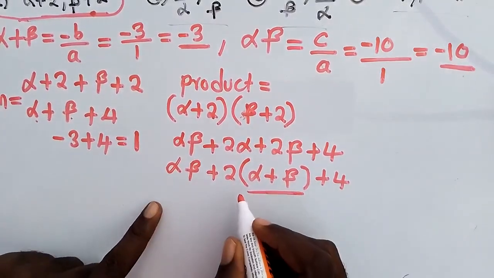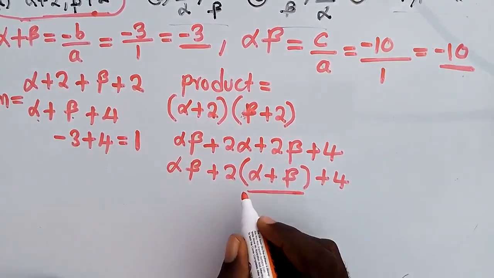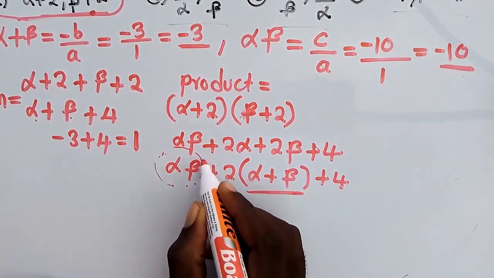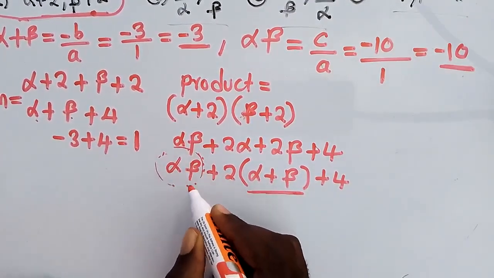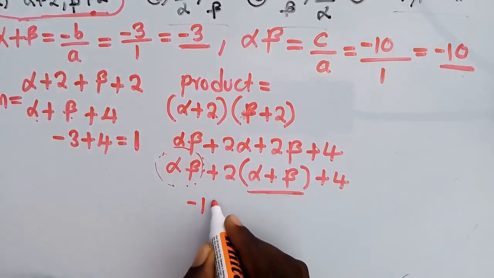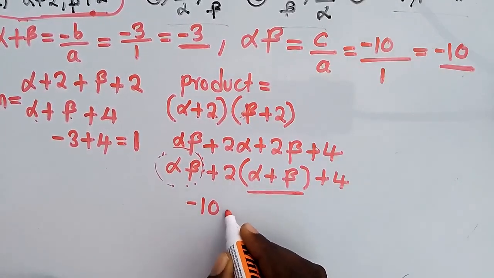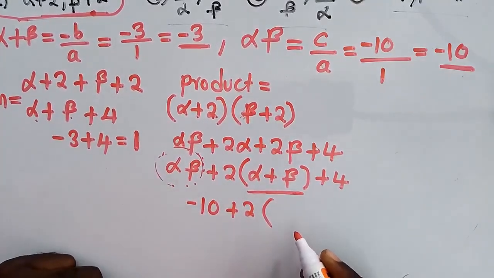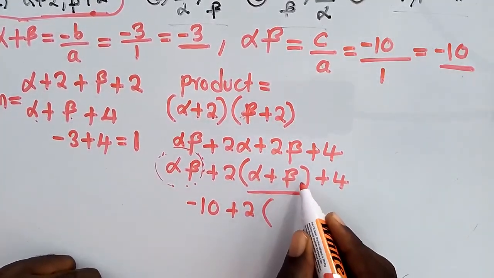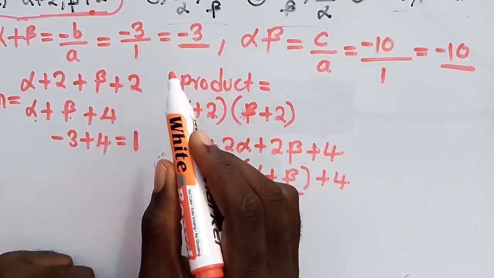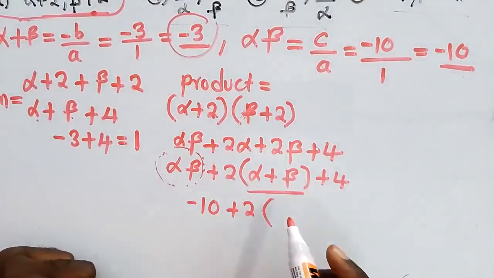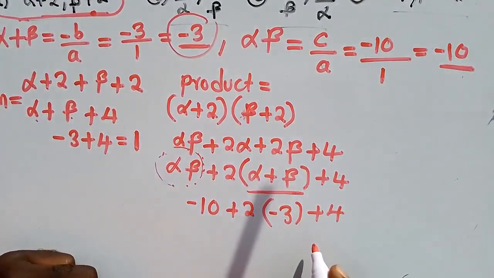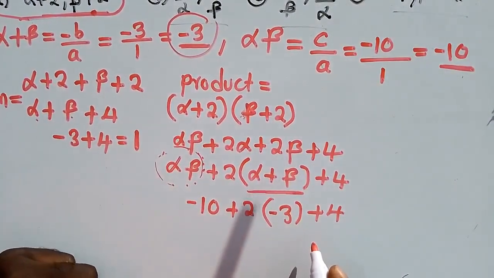So once you do this now, the answer will be what? So alpha beta, this is the product of the roots. So the product of the roots is negative 10. So negative 10 plus 2, open bracket, alpha plus beta, the answer is here. What is the answer? Negative 3. So I'm going to say negative 3, then I'll say plus 4. This is what I'm going to do.